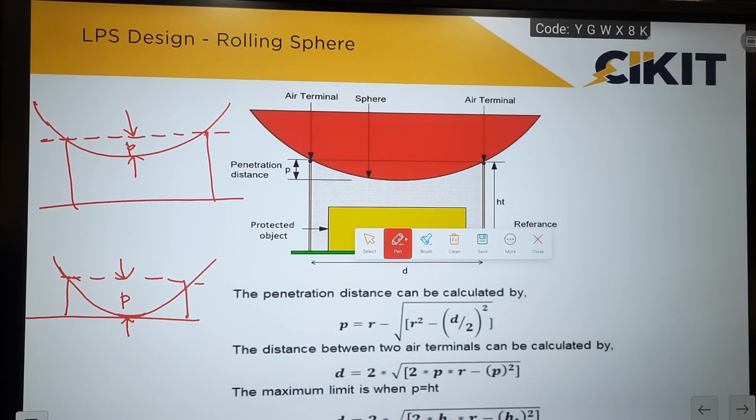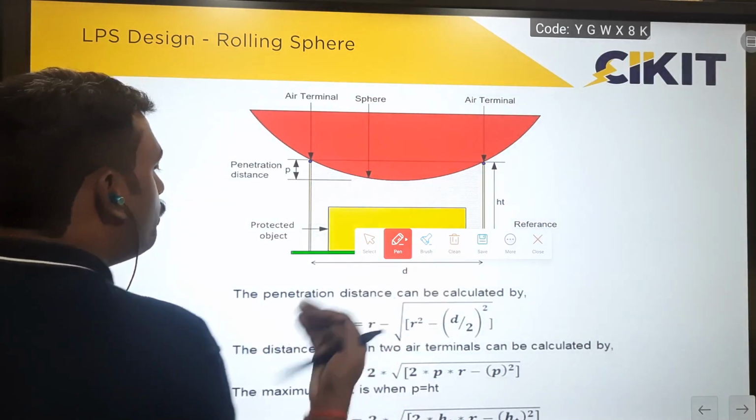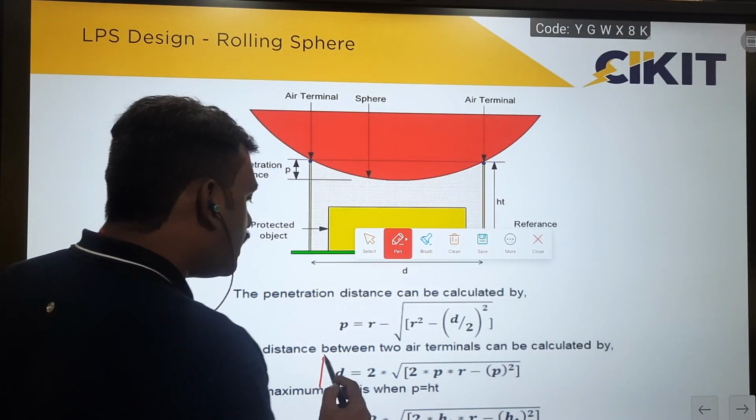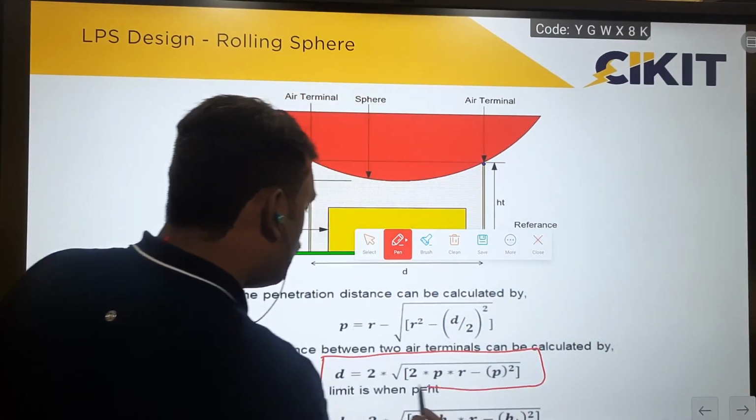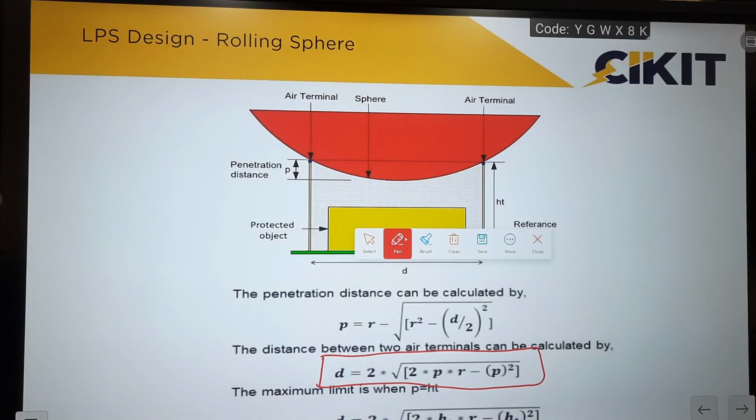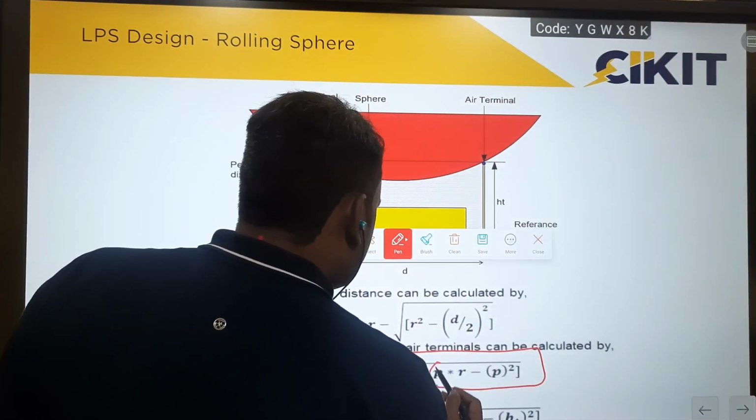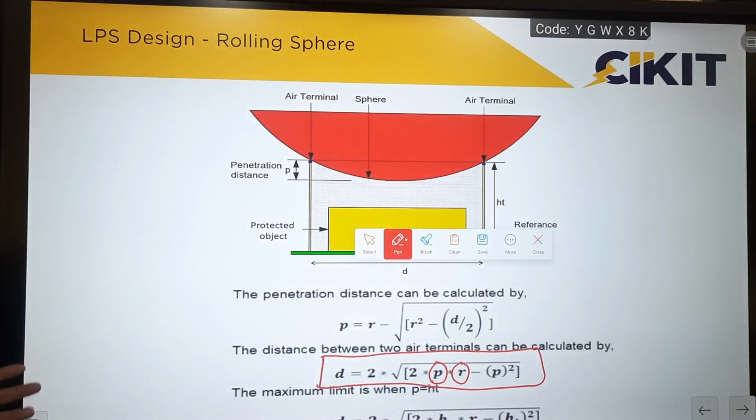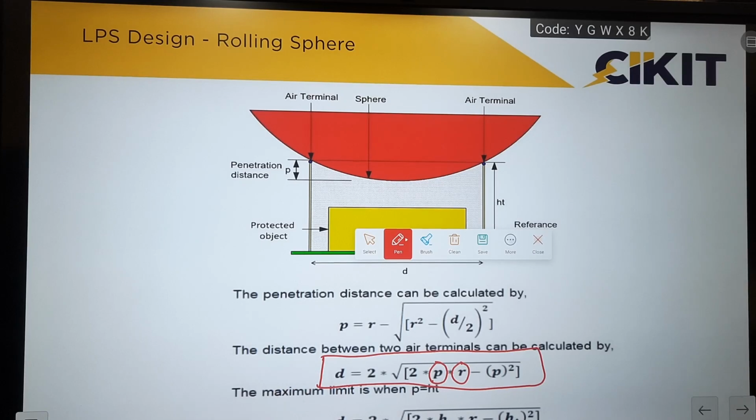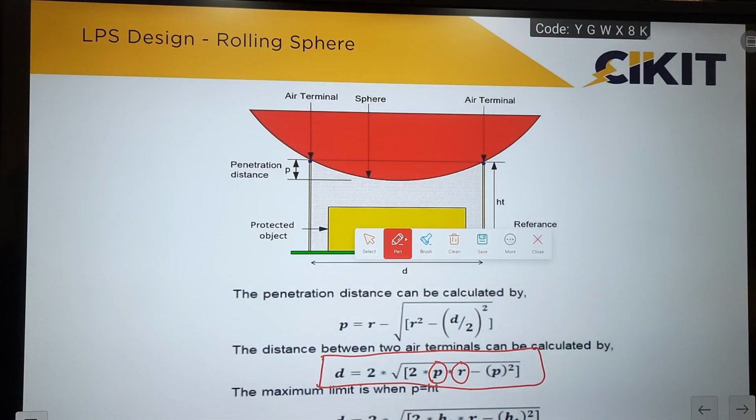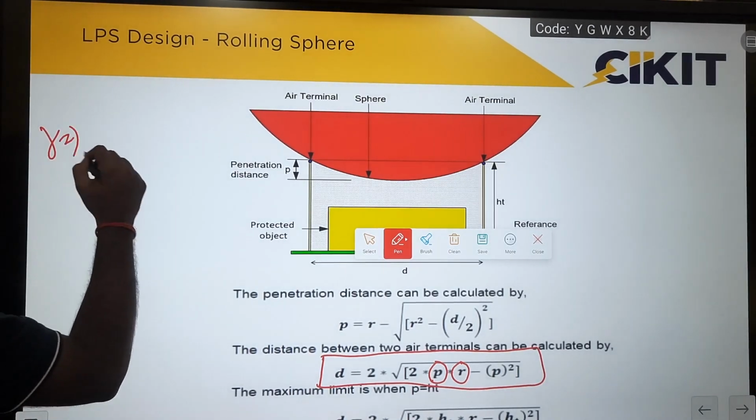So the distance between these air terminals should be maintained in such a way that the sphere won't make contact with the structure to be protected. And for all structures, we cannot roll the imaginary sphere to find the position of the air terminals. So the standard has provided a formula which gives the maximum distance that can be provided between two air terminals. The distance depends upon two parameters: one is the penetration distance, another is the radius of the sphere, R. The value of R depends upon the level of protection.